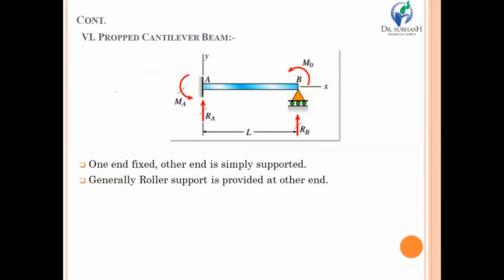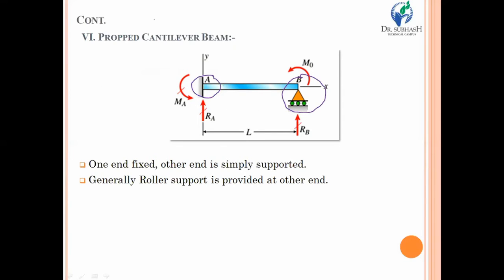Then after that, the sixth type of beam that we come across is the propped or propped cantilever beam. Look at the diagram. It is also a modified form of the simple cantilever beam. In a simple cantilever beam, one end is free and the other end is fixed. But in case of the propped cantilever beam, the other end is not free and it is supported by a roller support. That is what about the propped cantilever beam.